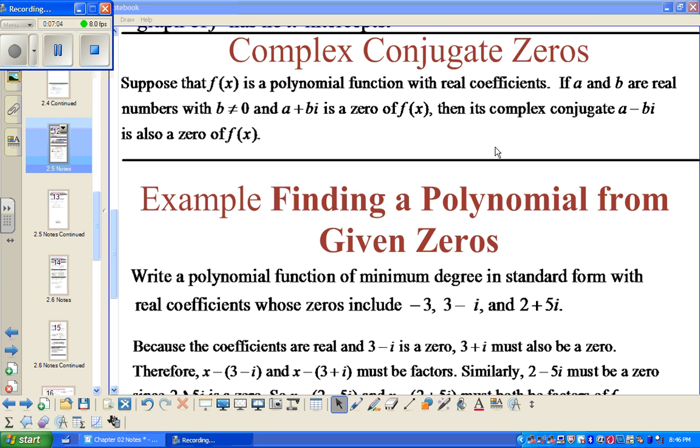So if I told you that 3 minus i was a zero, then 3 plus i must also be a zero. Basically, a way you can think of that is that zeros that have imaginary numbers always come in pairs. You'll never have an odd number of zeros that include imaginary numbers. You will always have the complex zero along with its conjugate.